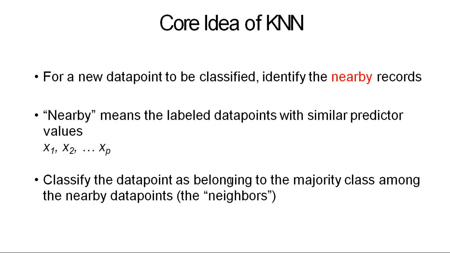What's the core idea of KNN? Here we will be given data points. The data will be given in the form of data points. So for a new data point to be classified, we have to identify the nearby records. Nearby means labeled data points with similar predictor values. See, there will be a lot of labeled data points, and for one data point which is not labeled, we have to classify it as either of the classes using the labeled data points. So we have to classify the data point as belonging to the majority class among the nearby data points. So we classify it as the majority class among its neighbors.